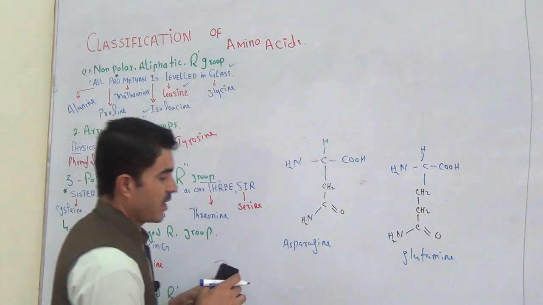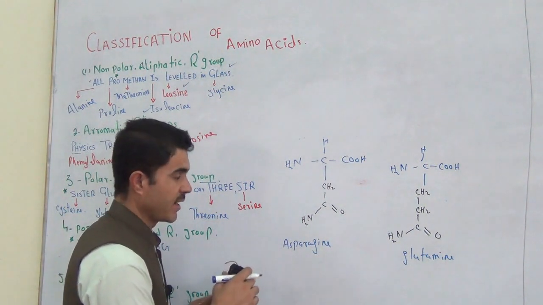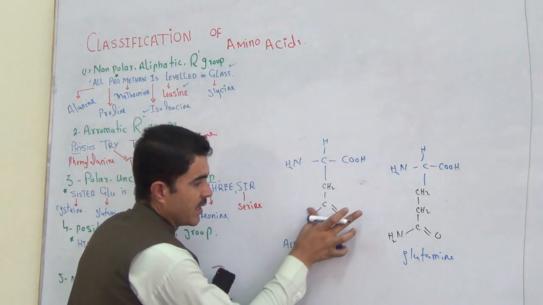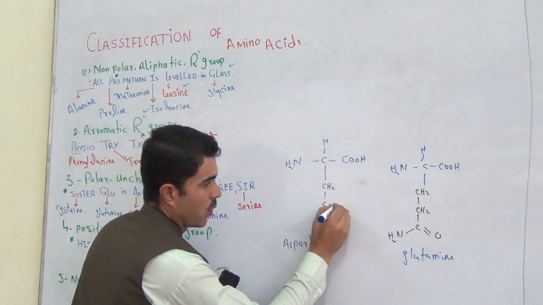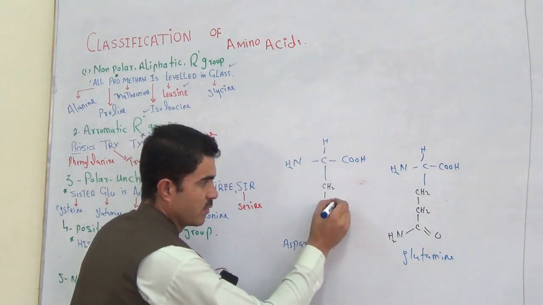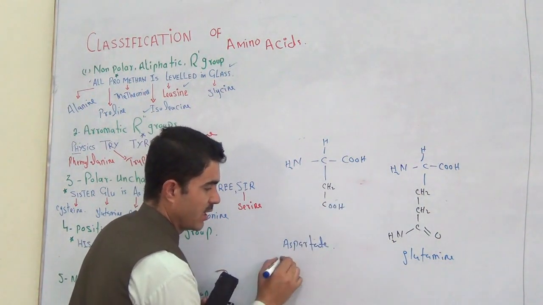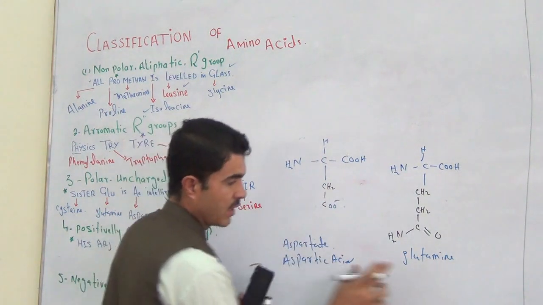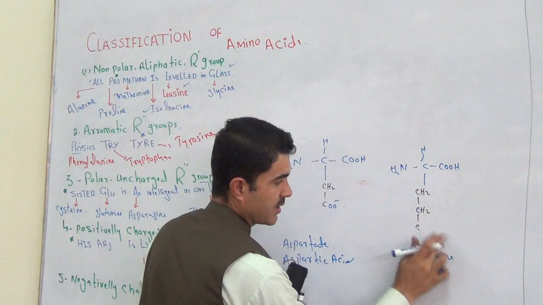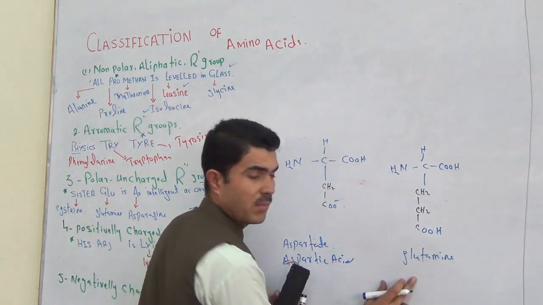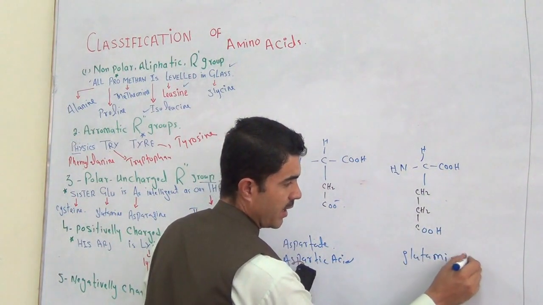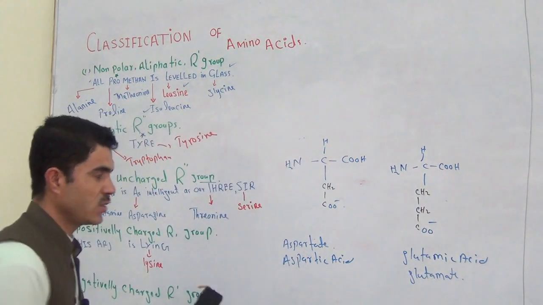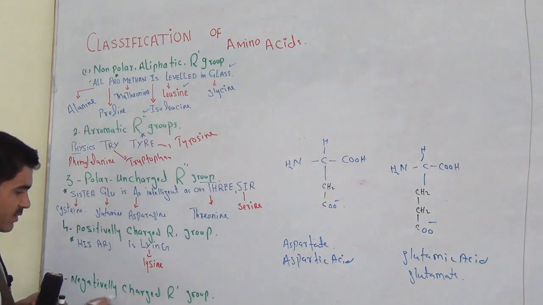If I would like to make it aspartate, just aspartic acid or aspartate, do one thing, erase this and write one COOH here, that will become aspartate. If it is hydrogen, it will be called aspartic acid. If you remove it, it will become aspartate. This is glutamine. Remove the NH2 and attach a COOH with this. It will become glutamic acid. If you remove hydrogen, it will become glutamate. Okay, so the two amino acids, aspartate and glutamate, which will be discussed here, have a negatively charged R group.